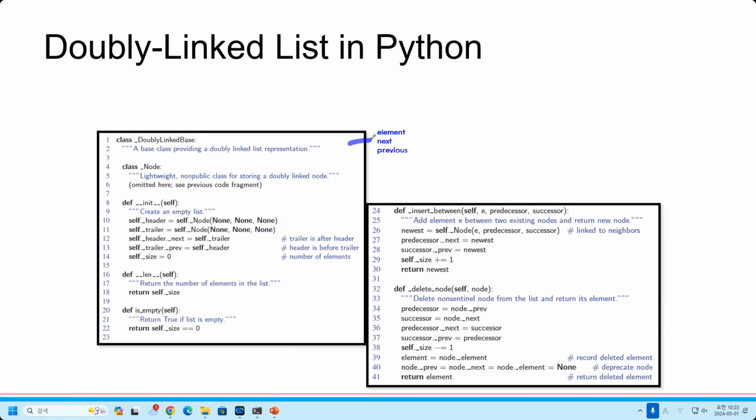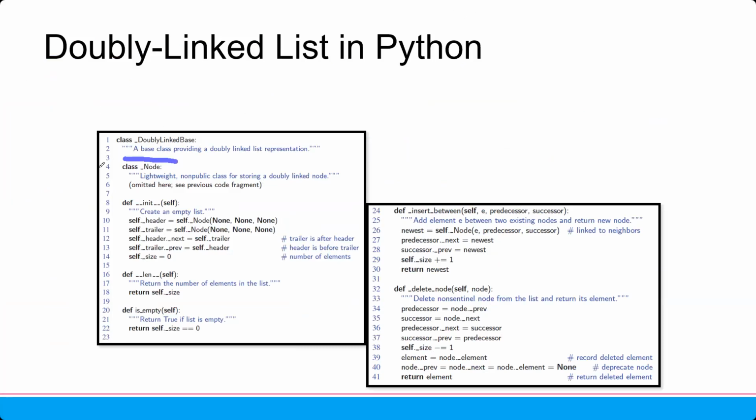which are next and previous. If we use singly linked list, it means we have only next. That's why we call it single. If we use doubly, we have two things, next and previous. That's why we call it doubly. So when we create the node, we have the element, we have the next, we have previous.